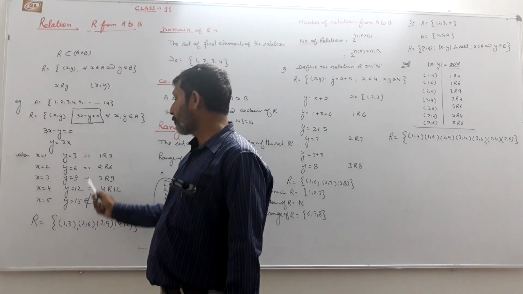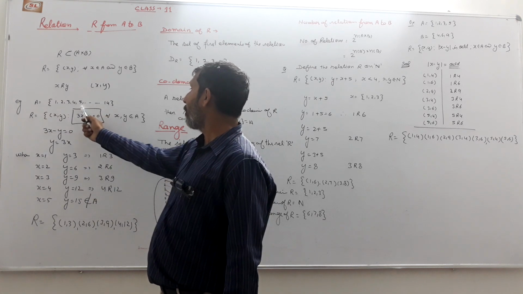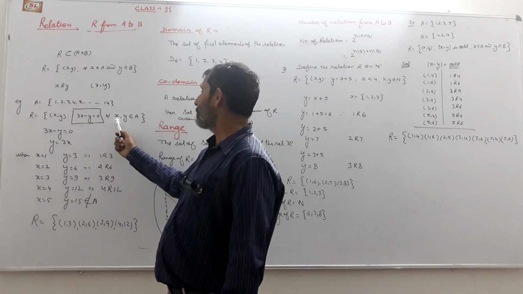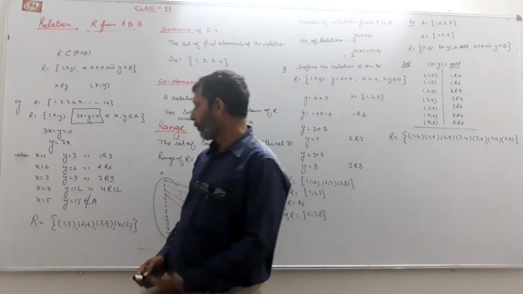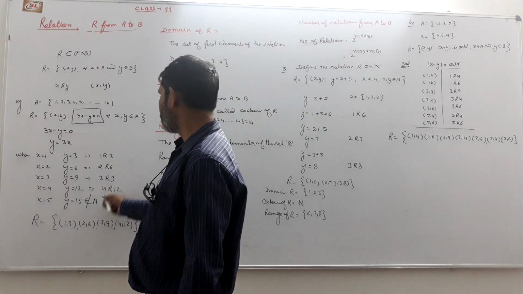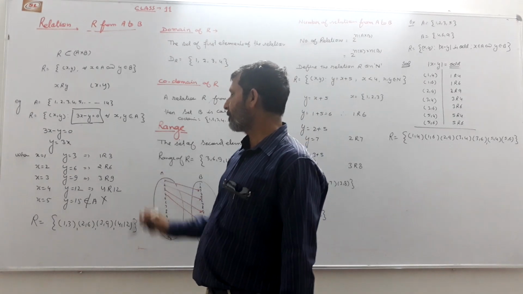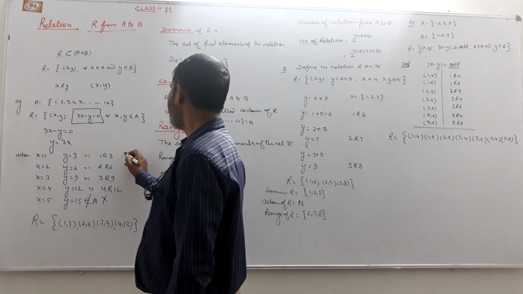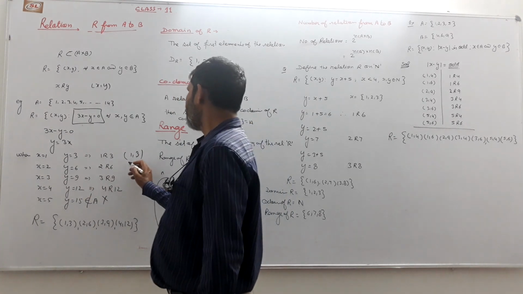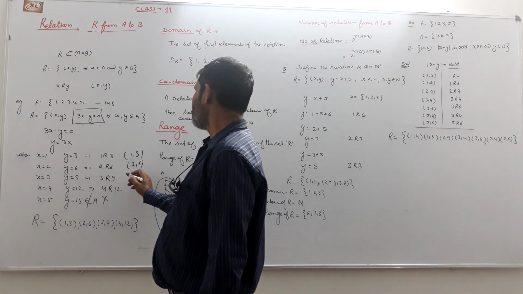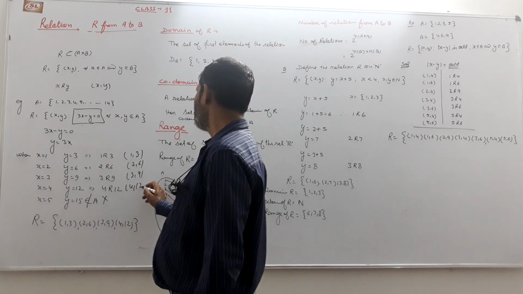When we put x equals 5, then y equals 15, but 15 does not belong to set A, because x comma y both belong to set A. Therefore this part does not exist, only these exist. When x equals 1, y equals 3, therefore 1 is related to 3. It is also written as 1 comma 3. 2 is related to 6, also denoted by 2 comma 6. 3 comma 9 and 4 comma 12.